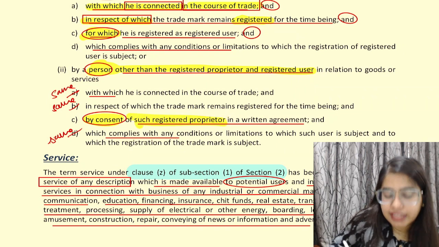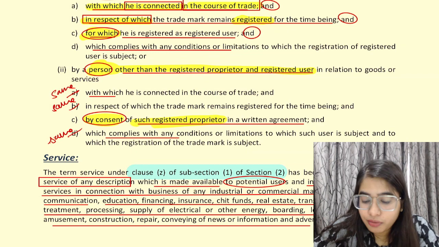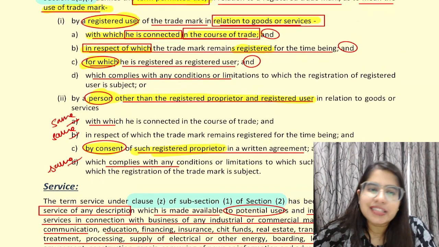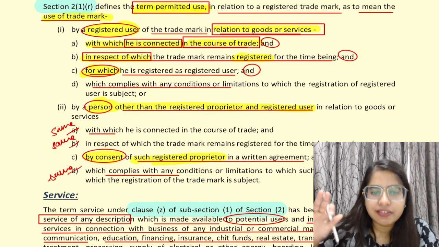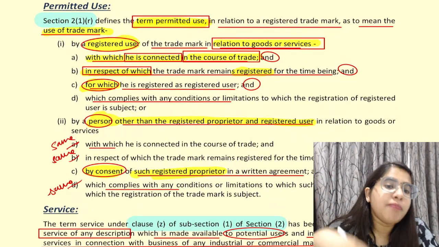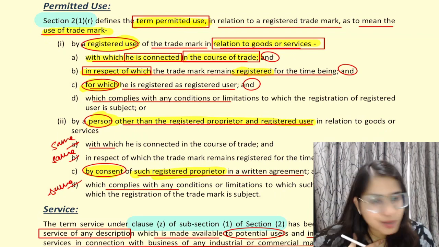With the consent. Let's say I am also providing classes in the name of Yashas Academy. Can I use this trademark, Yashas Academy? Yes. Why? Because Nilesh sir has given me permission. So anyone who is permitted by the registered proprietor can also use the trademark.